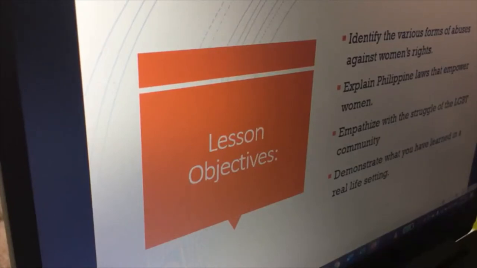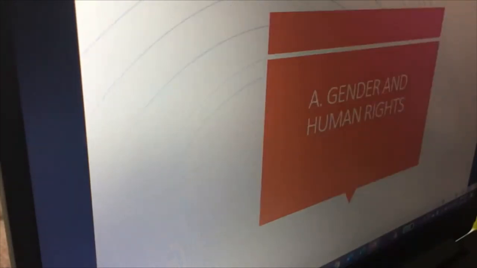Firstly, at the end of the lesson, you should be able to identify the various forms of abuses against women's rights, explain Philippine laws that empower women, empathize with the struggle of the LGBT community, and demonstrate what you have learned in a real-life setting. So we start with a discussion on gender and human rights.